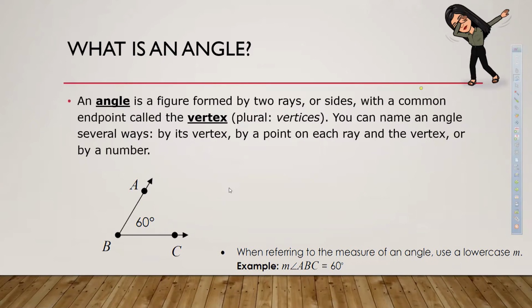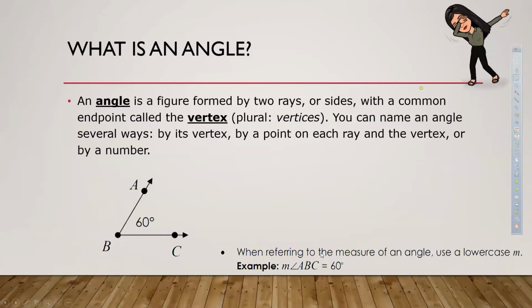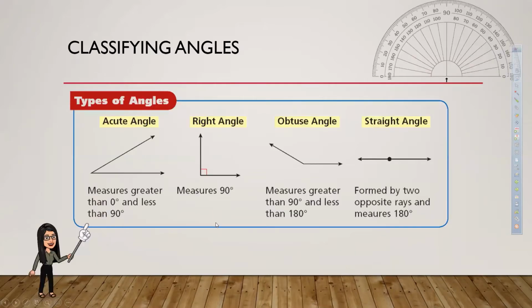And as you can see here, in this example, we have angle ABC, and they're telling me that the measurement of that angle is 60 degrees. Right, so we read it off as measurement of angle ABC equals 60 degrees. So we already know what an angle is, and we were also able to classify different types of angles, such as acute angles, right angles, obtuse angles, and straight angles, and it all was based on the measurement of each angle.